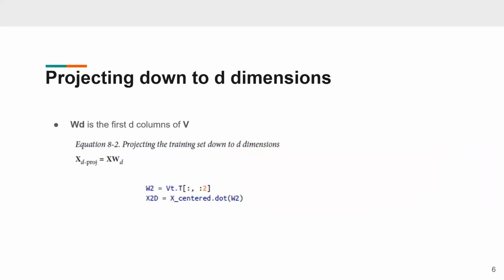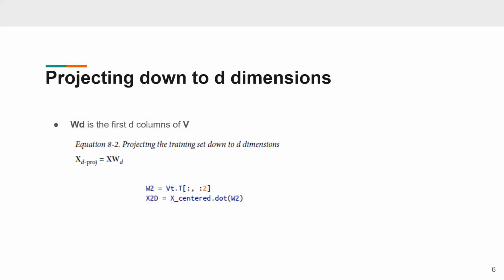So here is the theory. If you have the WD as the first D columns of V, as we said, the first D columns of V would be the first D components. You use your original data X times this WD, the submatrix of V. This operation of X times WD gives you the new X, which is the d-dimensional projected data of X.